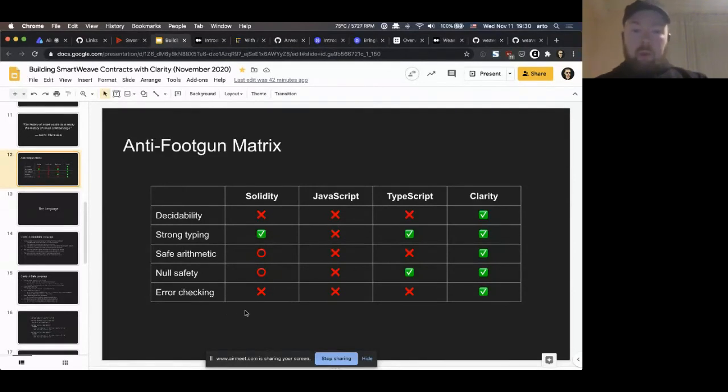Error checking. Solidity has a lot of footguns about calling library code. If you're not careful, you will accidentally overlook errors, and then you're in trouble. With Clarity, you need to check error responses. You can't ignore errors, and that's a good thing. Maybe not for general purpose programming. Sometimes you just want to script and get things done, but in a smart contract, you probably don't want to be ignoring errors from library code.